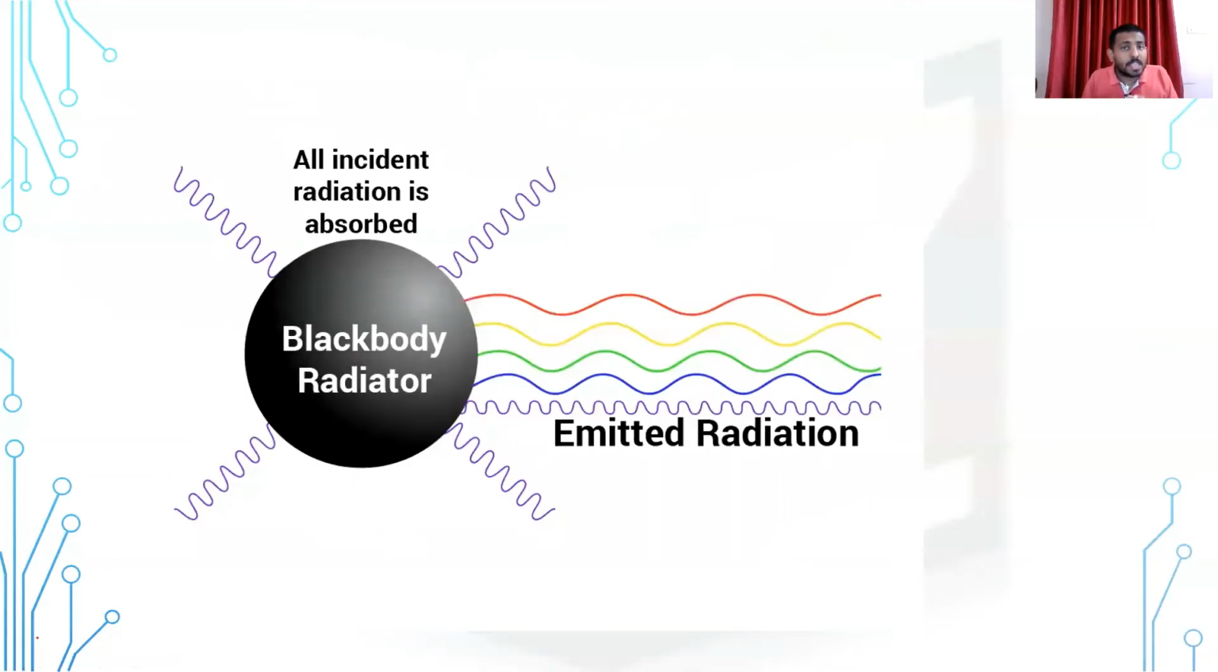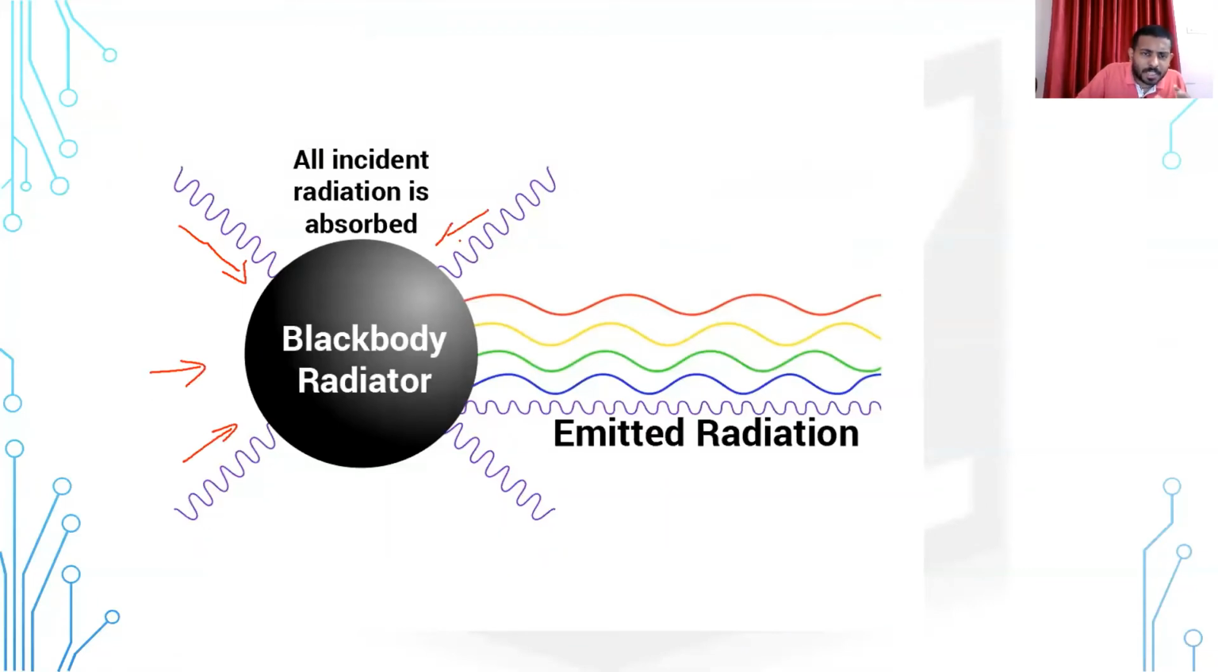Actually, a black body is an ideal body, a theoretical object. The property of a black body is that it can absorb any amount of radiation that is incident on it. Usually, normal objects absorb a certain amount of radiation falling on them, and they reflect the remaining part to outer space. But a black body will absorb all the radiation that is falling on it.